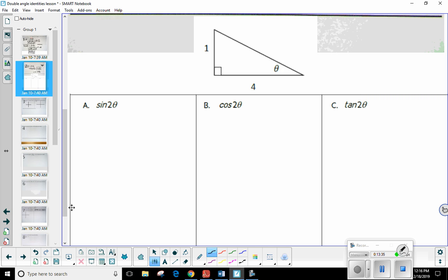This is not on your packet. I just want to go ahead and do an extra problem. Okay. Right, Lilybell? There we go. All right.